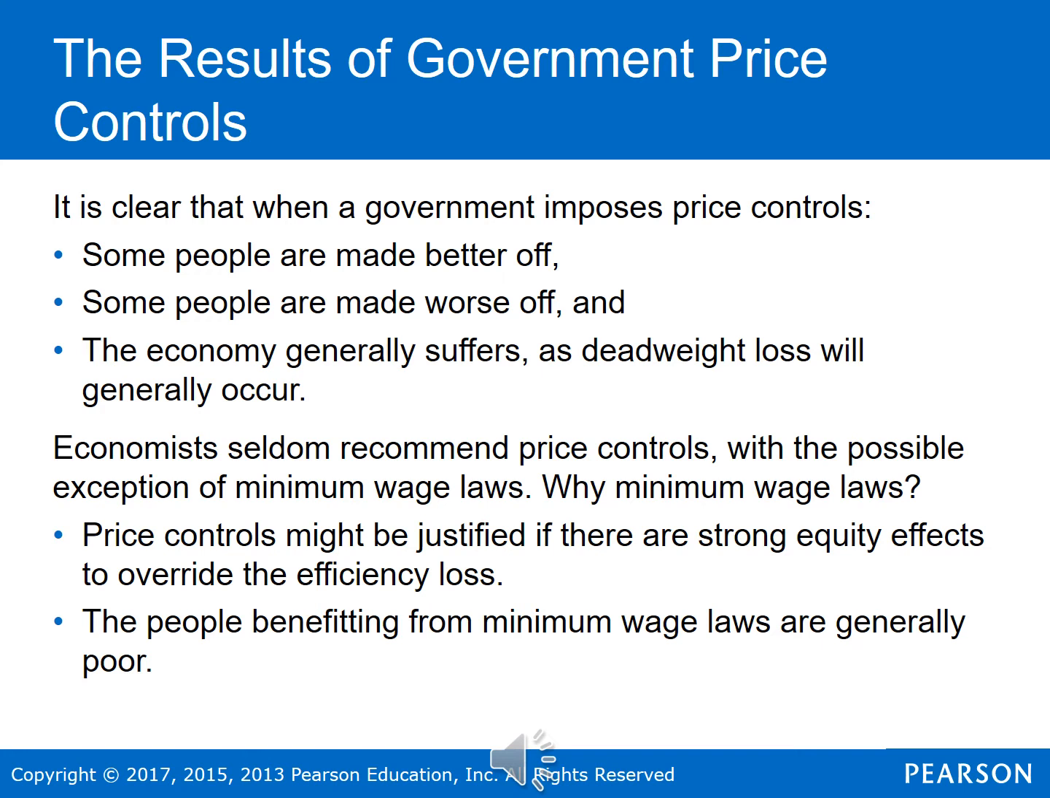So now, what are the results of government price controls? It is clear that when the government imposes price controls, some people are made better off, some people are made worse off, and in total the economy suffers because we're going to have deadweight loss that we experience. So for agricultural price controls, the farmers are made better off, but the people that actually buy the crops are being made worse off.